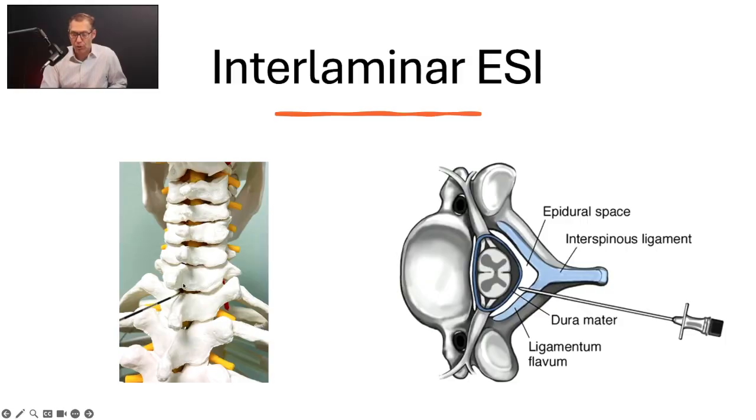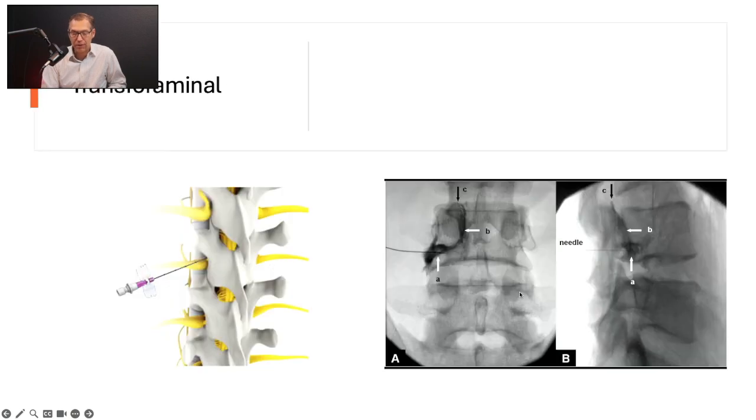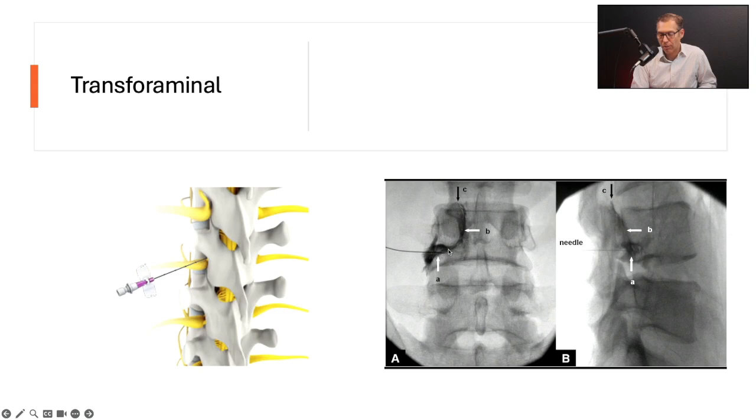Let's take a look at some pictures here. This is an interlaminar injection. Again, you're going between the lamina there at C7-T1. And so you can see you're going into the epidural space there, placing the needle. So a transforaminal means you're coming in from the side through the foramen. So again, this is what I call the sniper approach. And you can see it going up along the nerve and up into the epidural space there. So you can see nice flow of the medicine.